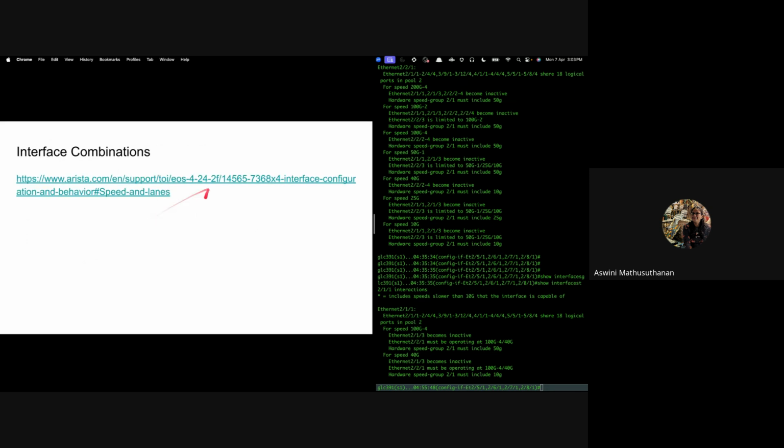Okay, so this is the TOI that we were referring to for the speed limitations and the interface contention. So we can make use of this one. I have pinged this in chat. Yeah, so if Glacier is okay, then let's move on to Monterey.